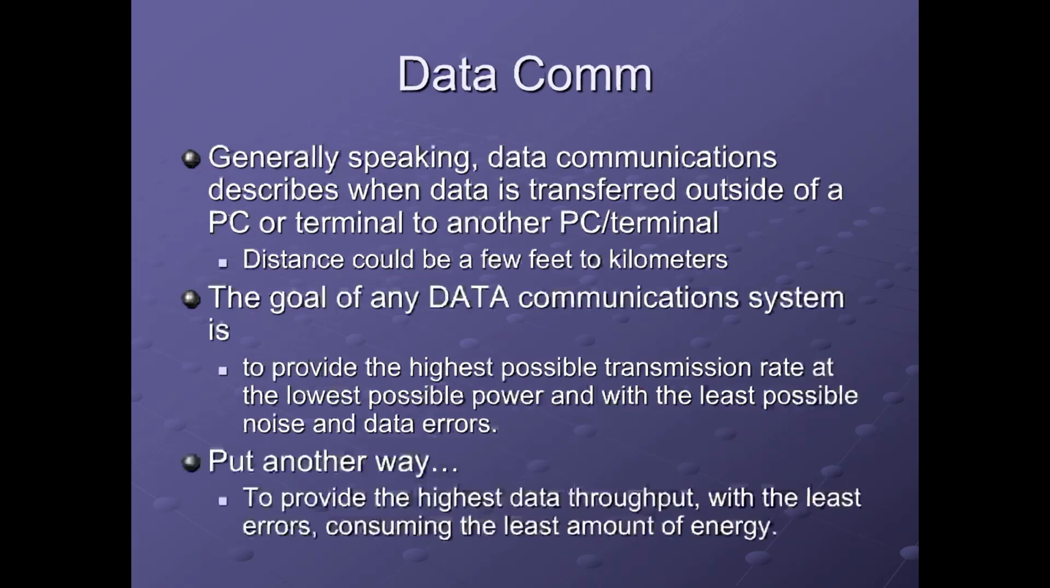So generally speaking, data communication describes when data is transferred outside of a local area, outside of a PC or a terminal, and passed on to another PC or terminal or local area network. The distance could be simply a few feet, or it could be kilometers, as it would be in most SCADA networks, where there'd be a data connection covering kilometers, if not thousands of kilometers. The goal of any data communication system is to provide the highest possible transmission rate at the lowest possible power with the least possible noise and data errors.